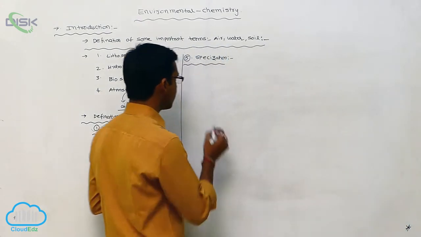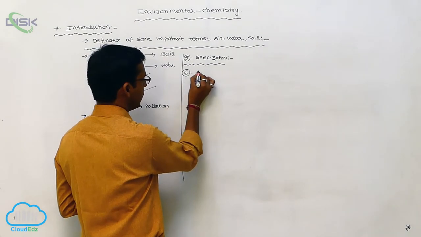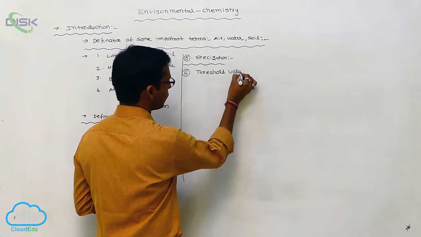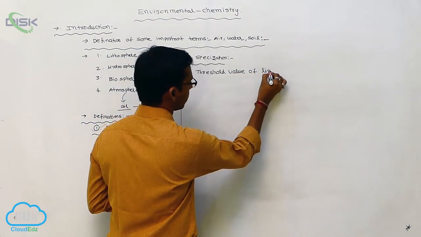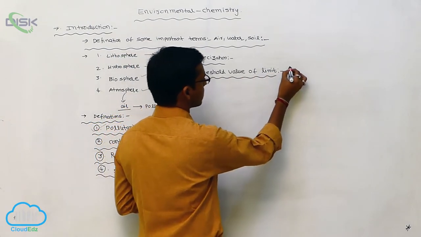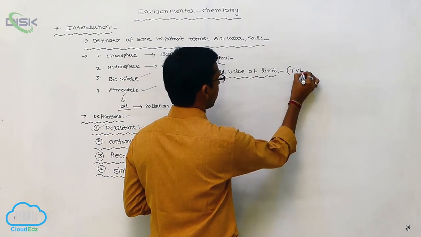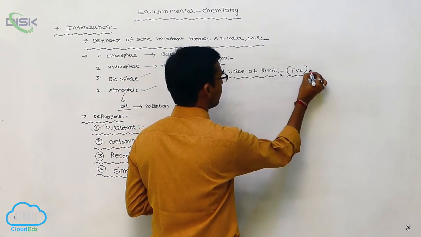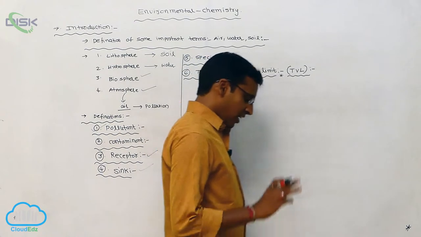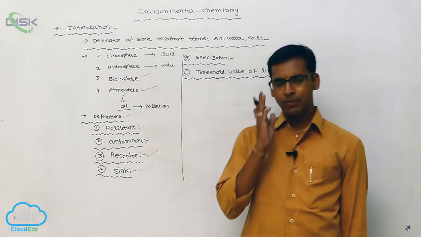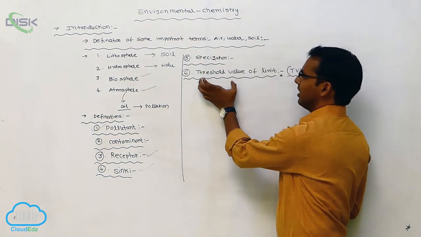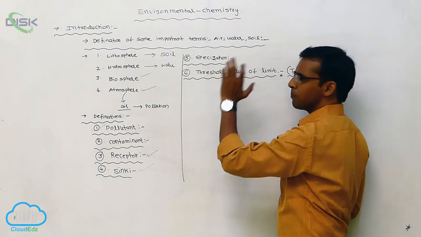And the sixth one is threshold limit value. Threshold limit value is simply called TLV. This is the most important one. It is a permission. Threshold limit value means the environment or industries give a permission.